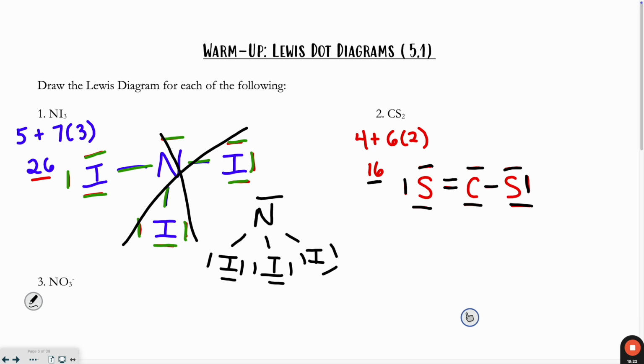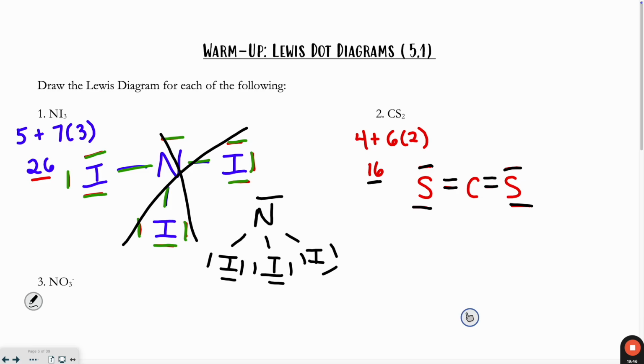Carbon has 2, 4, 6, 8, 10, so I'm going to get rid of a lone pair of electrons and a lone pair of electrons on this sulfur. Now let's double check to make sure I'm good. 2, 4, 6, 8, 10, 12, 14, 16, 18. I'm still using too many, so I'm going to add another double bond. Carbon now has 10, so I'm going to get rid of that lone pair and this lone pair. Everyone has 8.